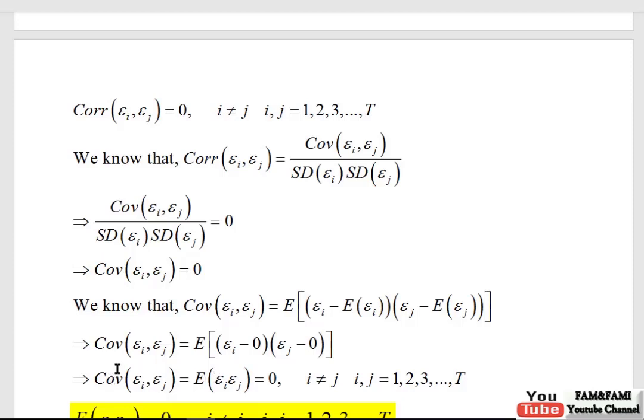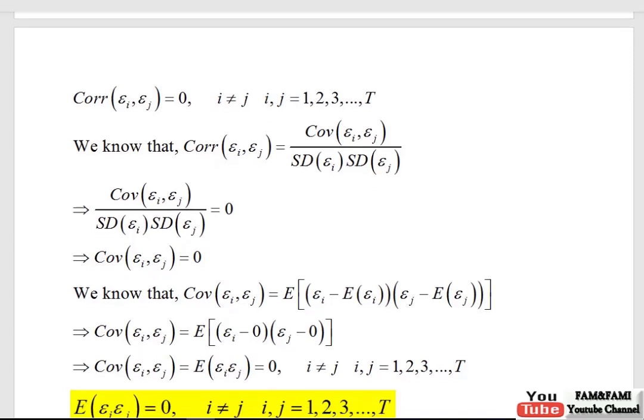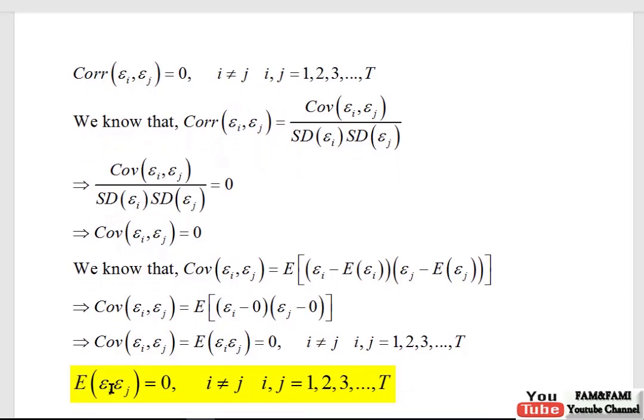It means this zero correlation between any two different errors is mathematically equivalent to zero covariance between any two different errors, epsilon i and epsilon j, and this is mathematically equal to this product, expected epsilon i epsilon j equal 0. So we can write this assumption as expected epsilon i epsilon j equals 0, where i is different from j and i, j both range from 1 to t.